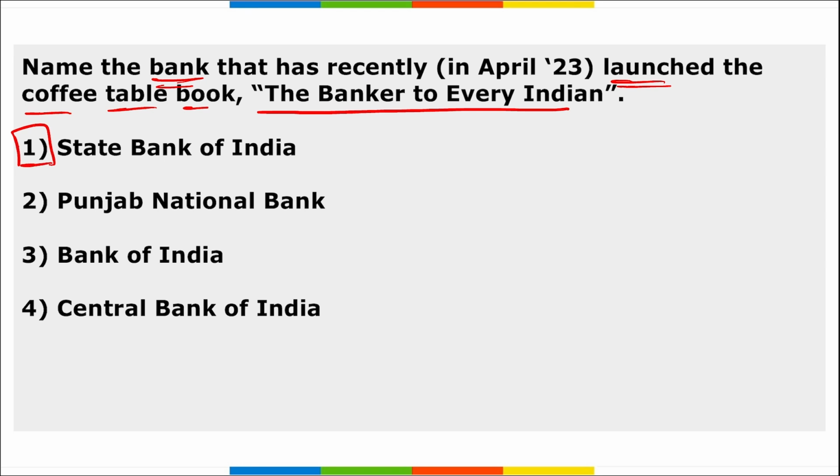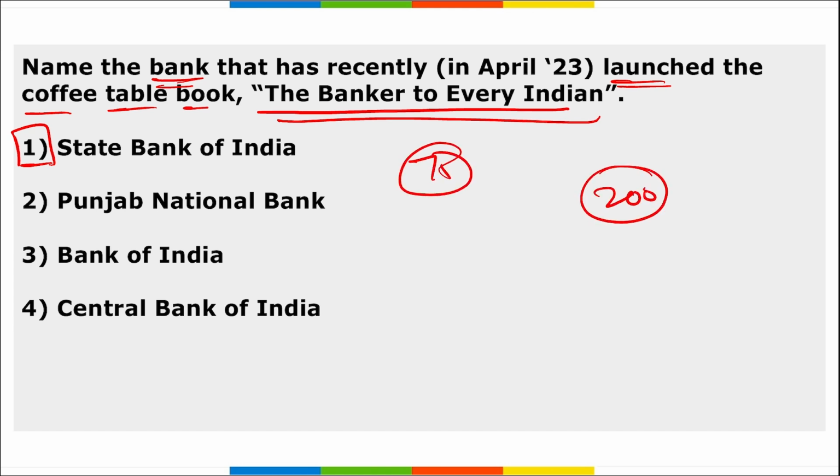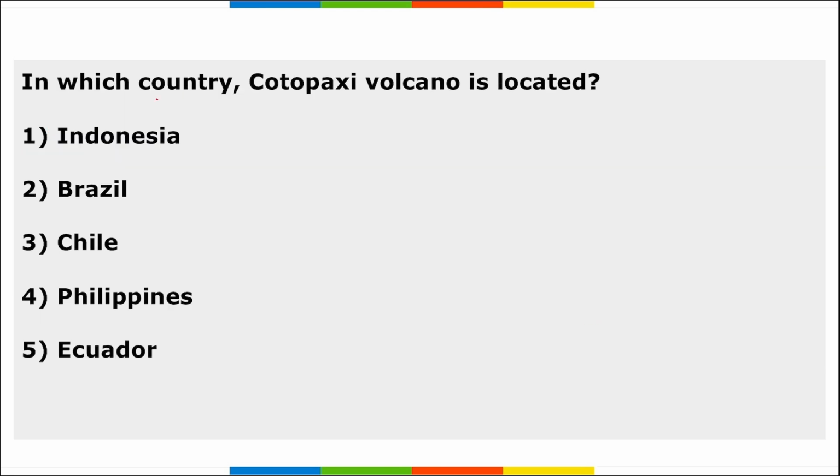SBI, headquartered in Mumbai, Maharashtra, announced the launch of its coffee table book titled The Banker to Every Indian. This celebrates 75 years of Indian independence and the 200-year history of SBI, and SBI was established in 1955. Moving on, in which country is the Cotopaxi volcano located? It is located in Ecuador.